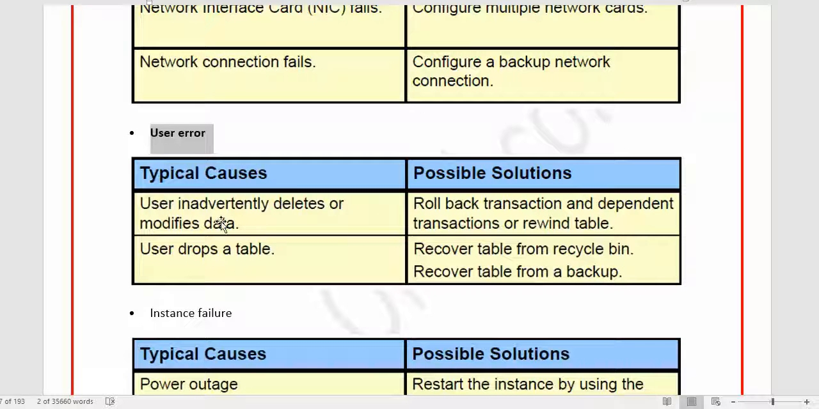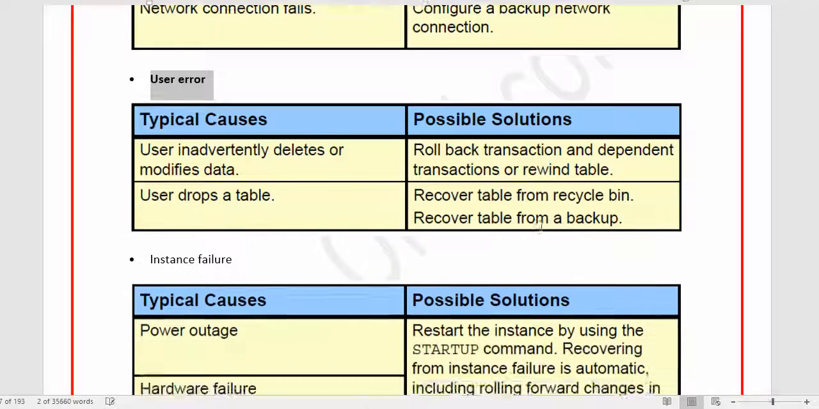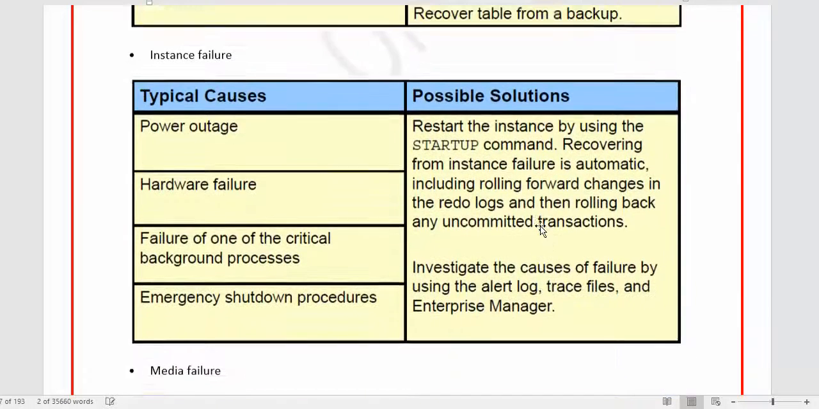And if there was any error only at the statement level, that is a delete command or update command, you can perform a rollback of transactions with the help of technologies like flashback. Flashback is one of the technologies which will help you get the data back. Flashback also uses undo data, because the old image is always there in the undo, right? So that is how user errors can be handled.